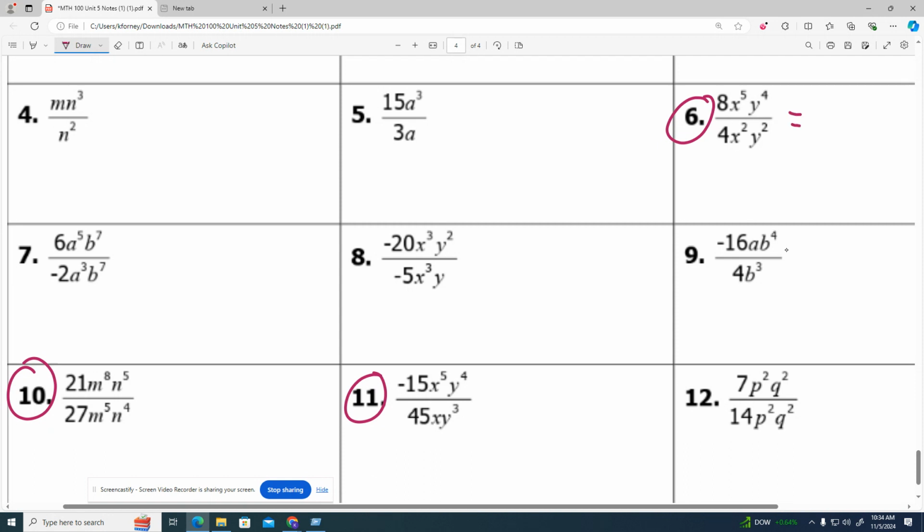Number 6, what do I do with that 8 and 4? Divide. What's 8 divided by 4? 2. What do I do with my exponents? Subtract 5 minus 2. And for the y's, that would be 4 minus 2, which is 2.